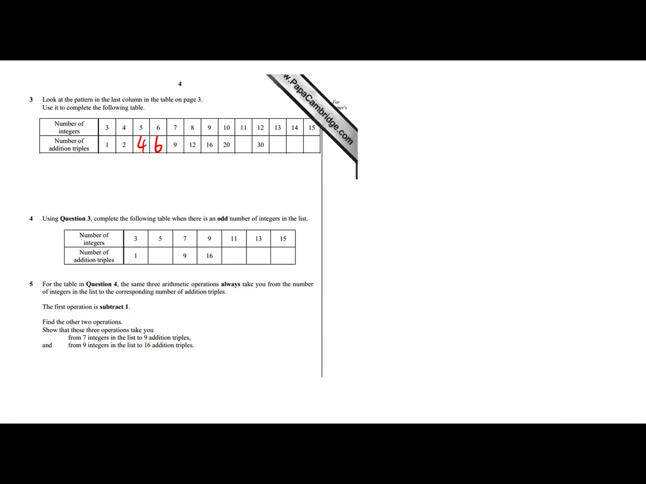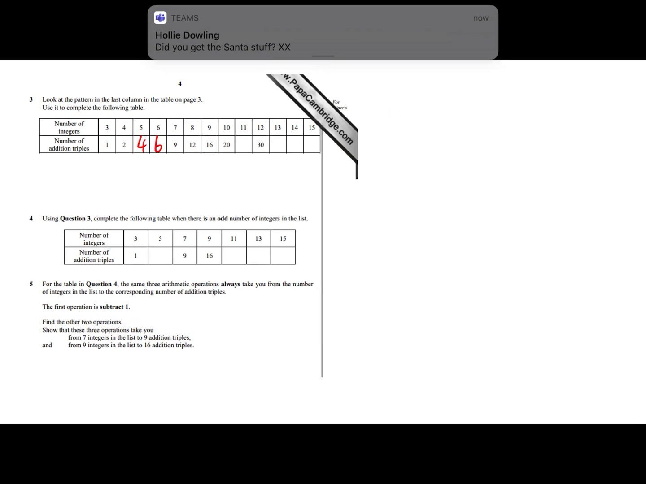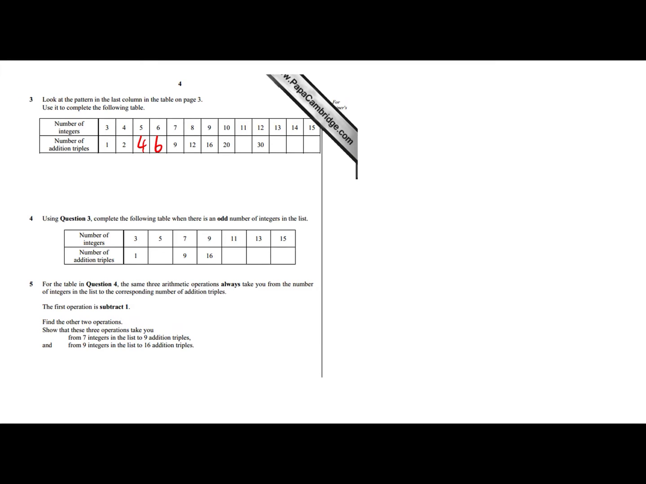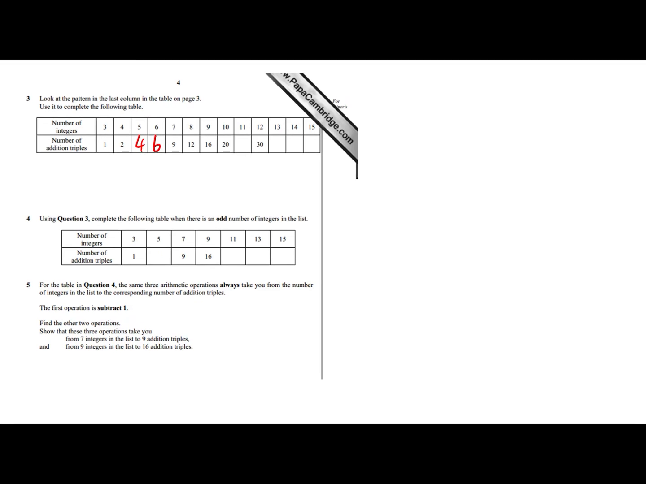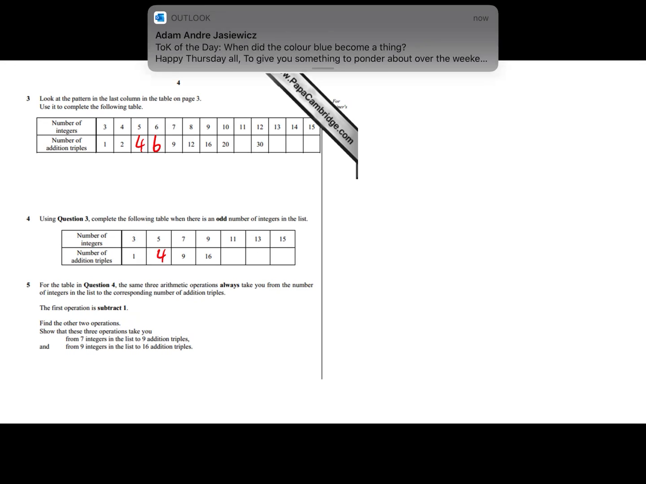If I just go back, so I've got 1, 2, 4, 6, 9, 12, 16, 20. What goes in there? I couldn't really see a pattern. So I kind of gave up and I then looked at what question 4 said. Question 4 said, using question 3. Well, I'm not going to because I don't know what the answers to question 3 were. But it says, complete the following table when there is an odd number of integers in the list.